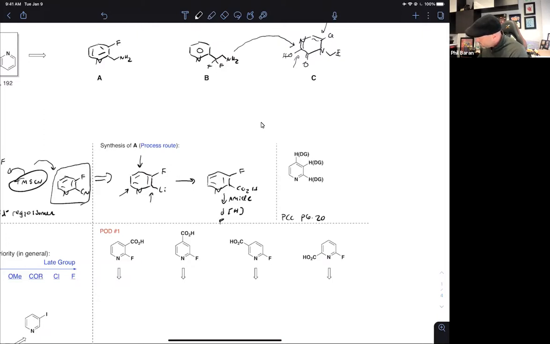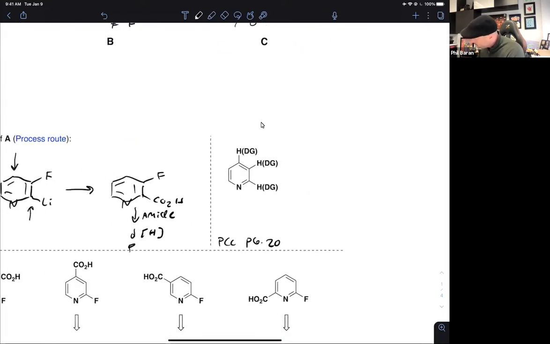Well, in general, if there's a pyridine that has no substitution whatsoever, all of them are just protons for now, you can imagine that you could get deprotonation here or here. So what guides the selectivity? Well, what guides the selectivity is a kinetic or thermodynamic preference. In general, the thermodynamic outcome is going to be C4 deprotonation. And the kinetic is going to be C2.